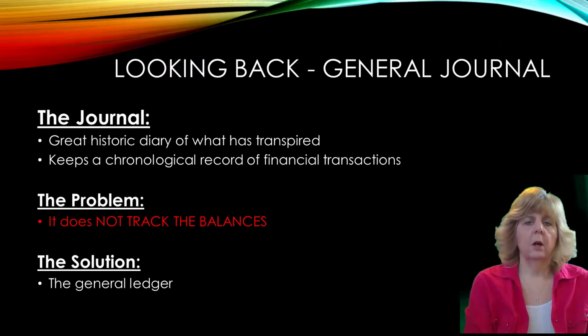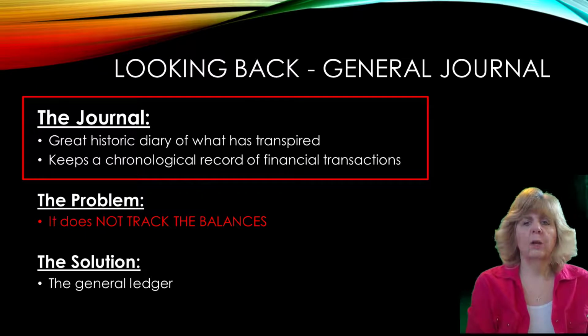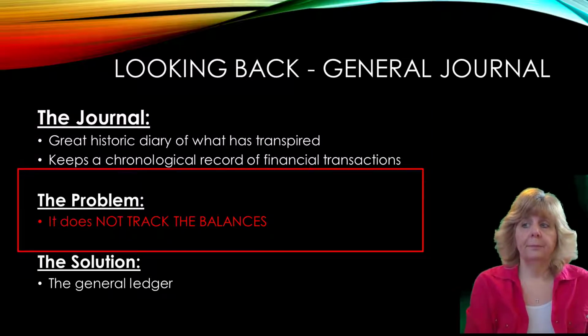In the first part of Chapter 4, we learned that the General Journal was a book of original entry. That means it's the first place a transaction gets recorded. We learned the rules of journalizing. But we also noted that the journal had a problem. Although it keeps a great historic diary of what has happened to the company financially, it doesn't have any balances on it.